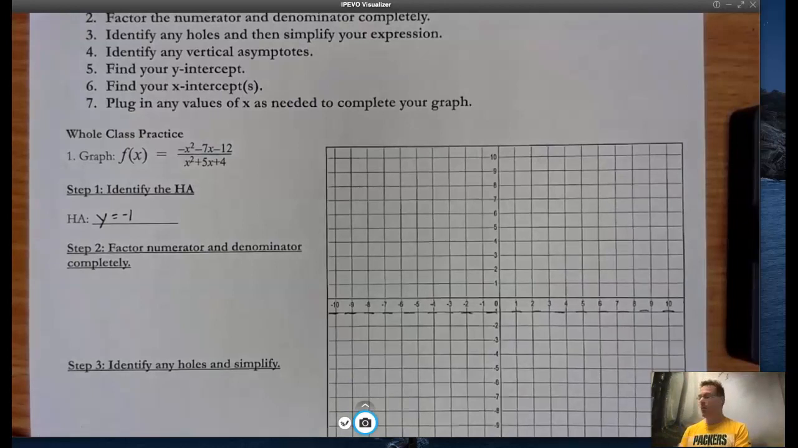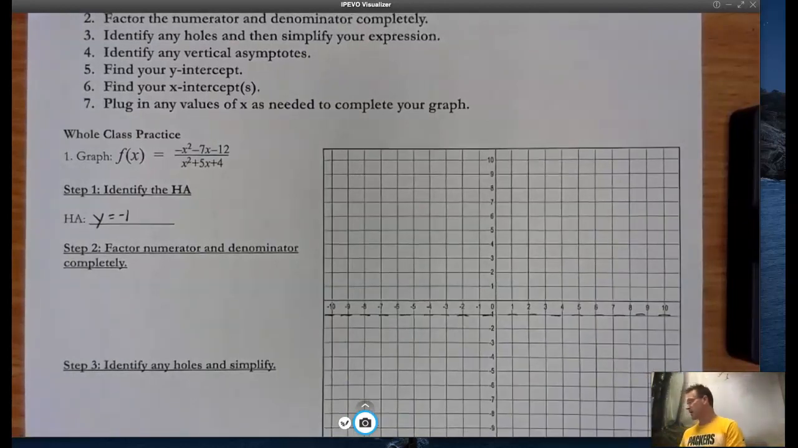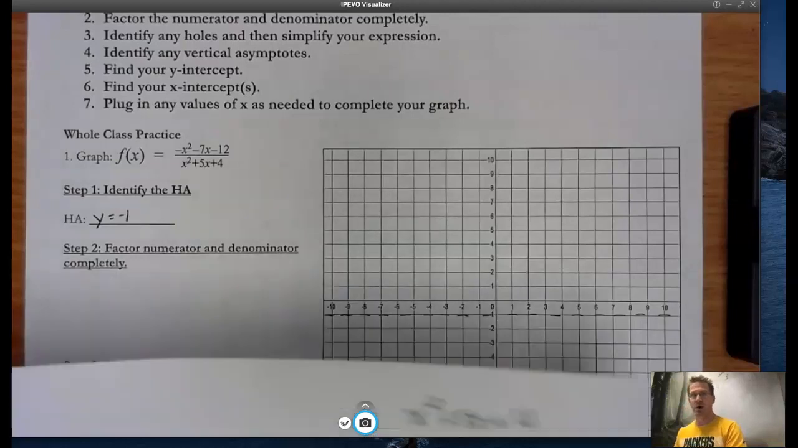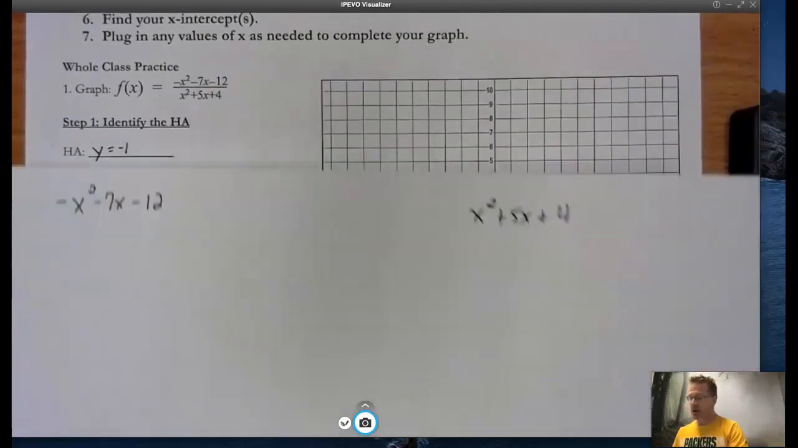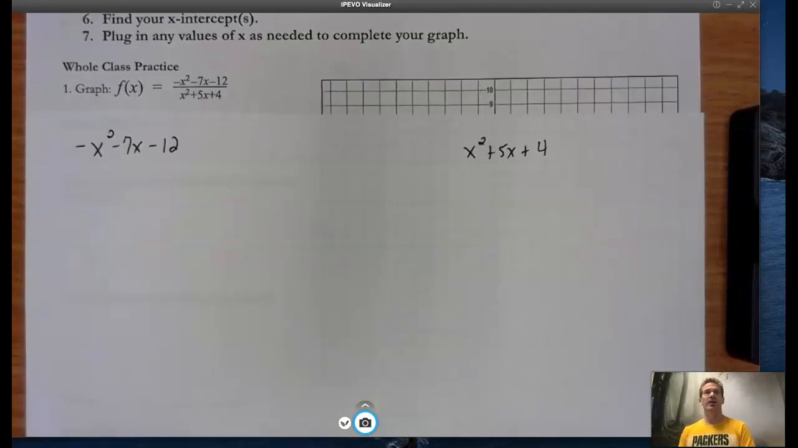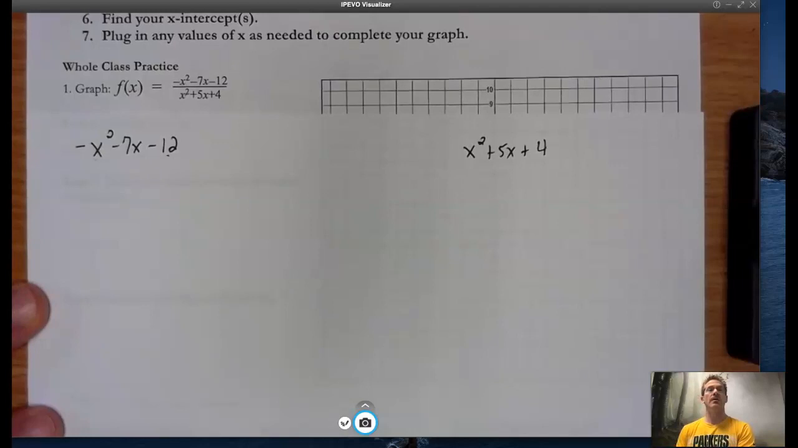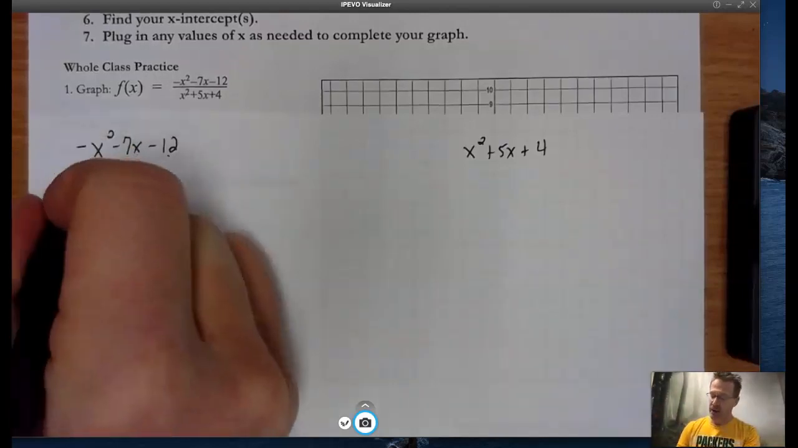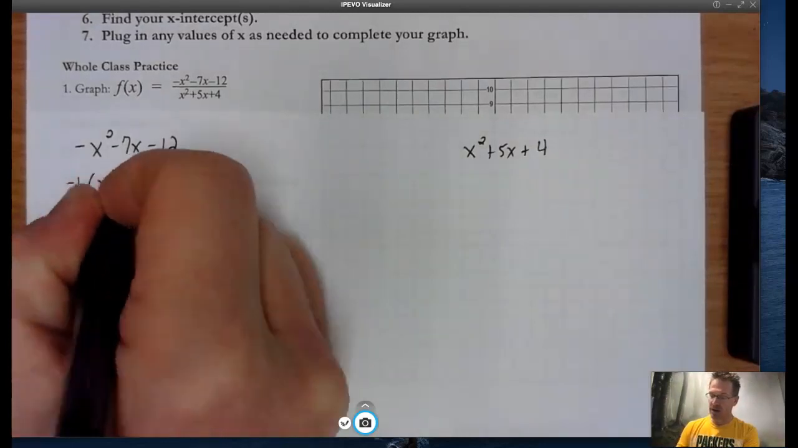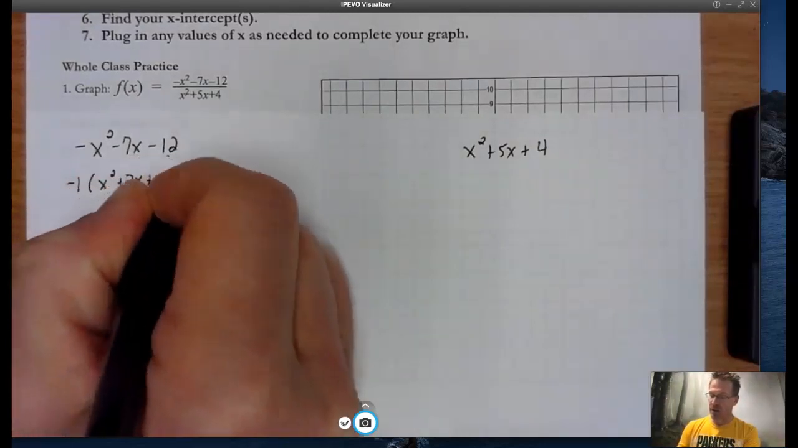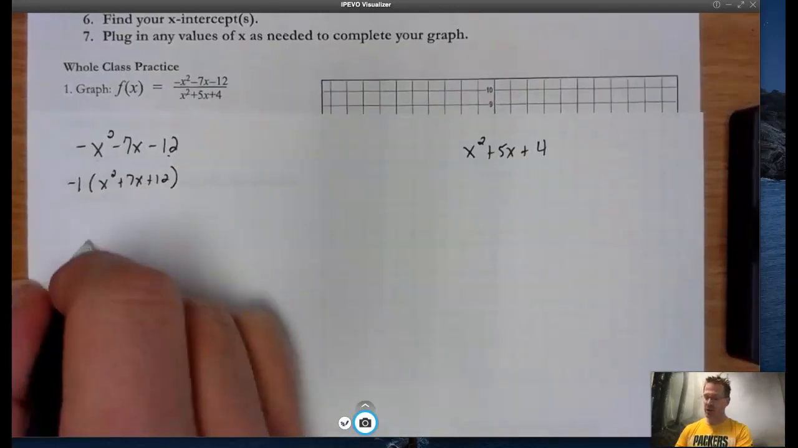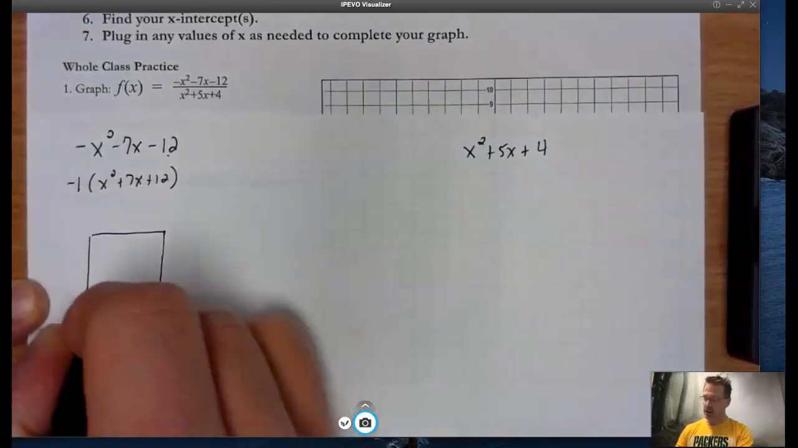Now what we want to do is factor completely. Once again, I'm just going to do this on a separate sheet of paper, just so we have a little bit more room and make things a little bit cleaner for you. When we look at the numerator here, once again, we typically want that a value to be positive instead of negative. So if it is negative, we want to factor that out. So I'm going to factor out a negative 1 here, and that means this is x squared plus 7x plus 12.